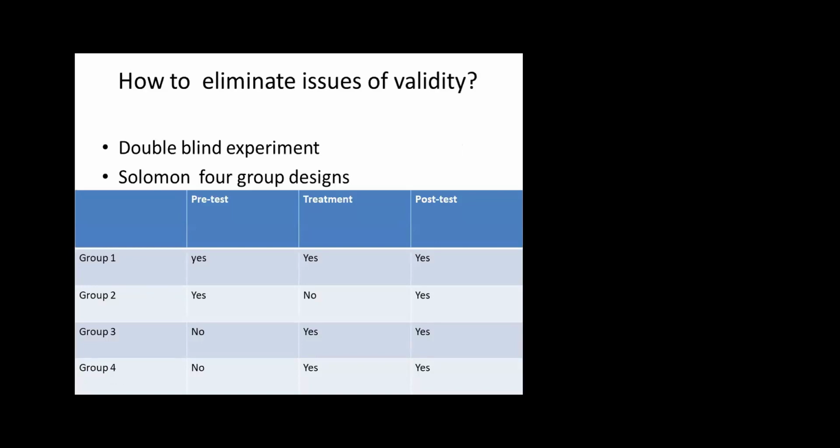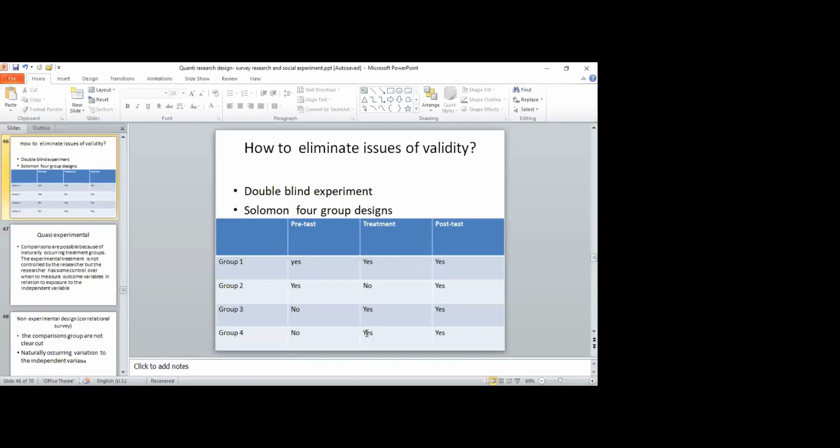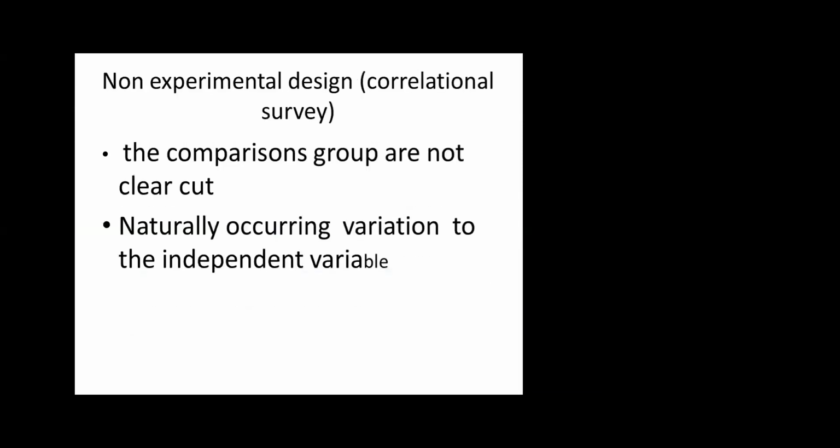Right. So what we do is, instead of just two groups, you make it four groups so that you can eliminate issues of validity. So what are the four groups? In group 1, you give them pre-test, then treatment, the independent variable, and then a post-test, which is a repetition of the pre-test. In group 2, you do pre-test, but no treatment, but you give them post-test. In group 3, no pre-test, just treatment and post-test. In group 4, you have no pre-test and also no treatment, but you have a post-test. Okay? Right. Let's see how it is done.